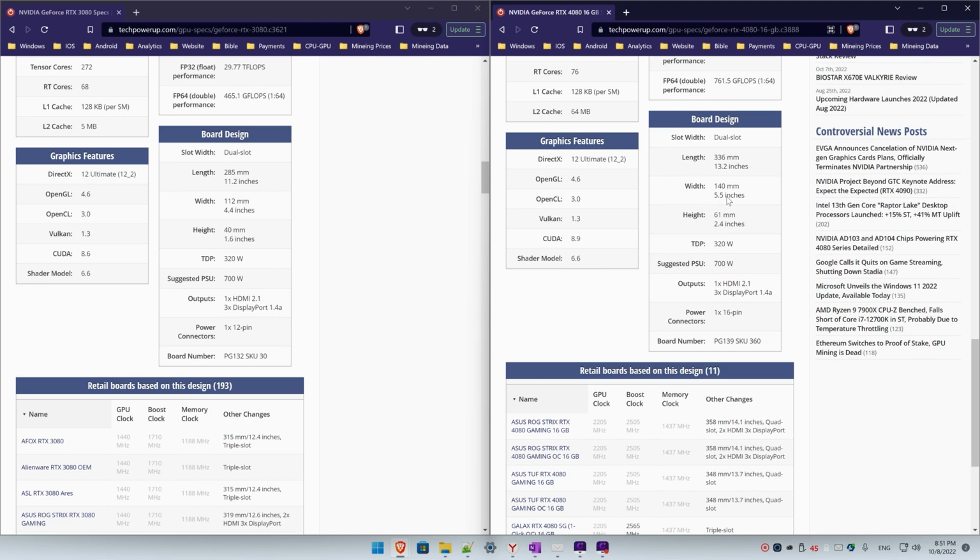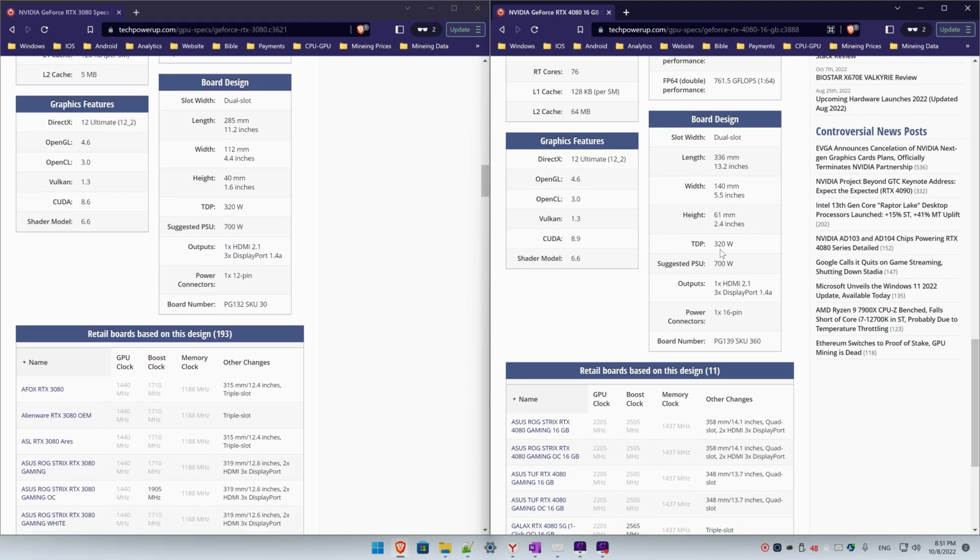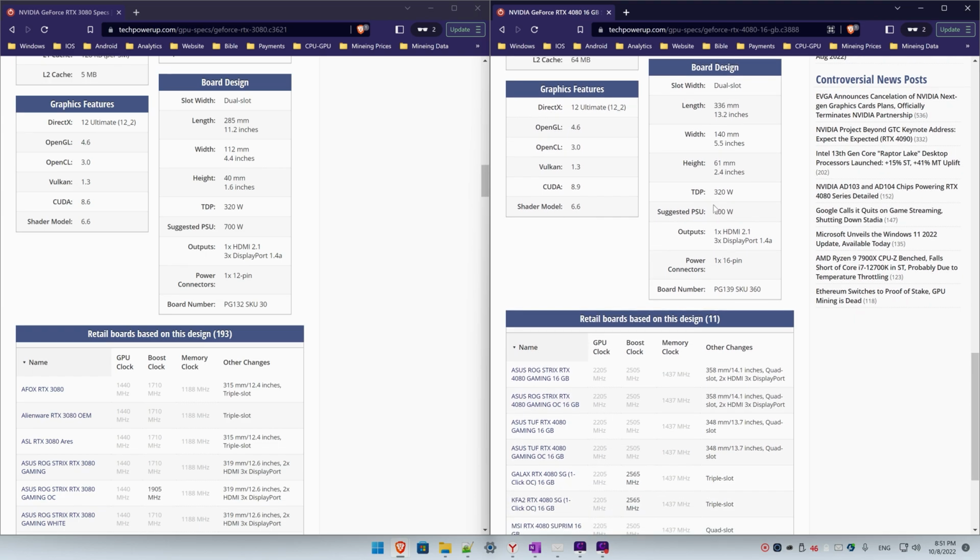Here it is, board design. TDP is exactly the same for both these cards. It's 320. So that means that once this card is 100% loaded, let's take the 4080 card. Once it's 100% loaded, it's running 20% faster, 30% faster than a 3080. The watts will stay the same.